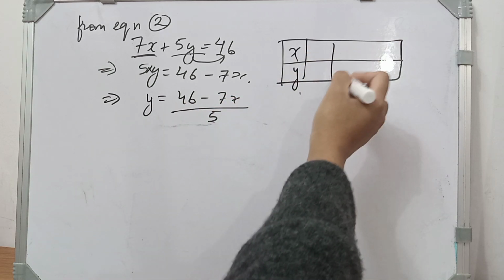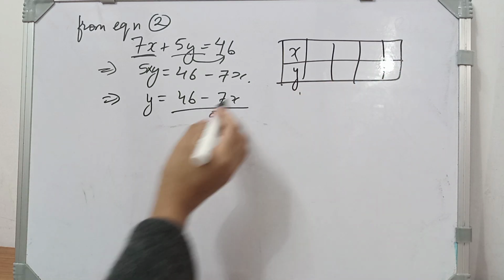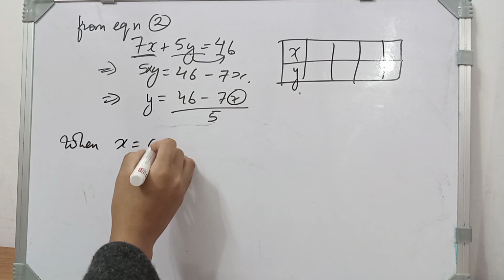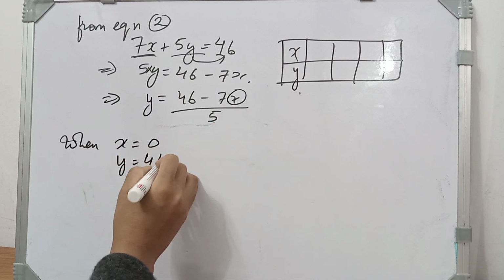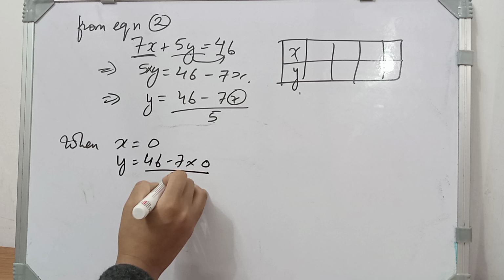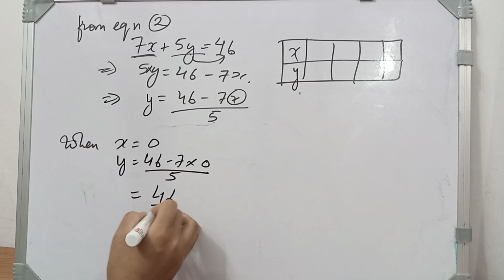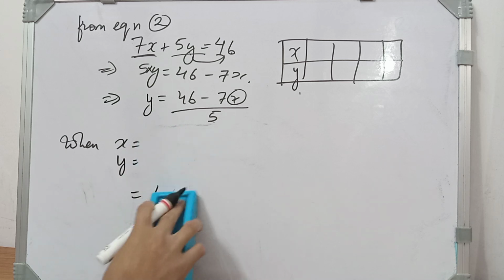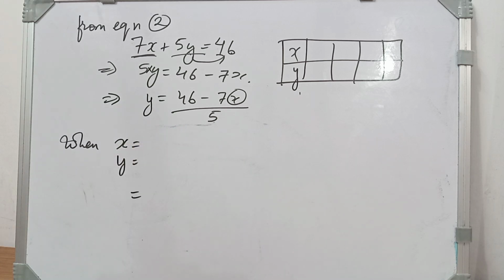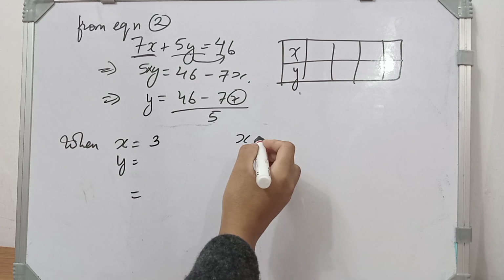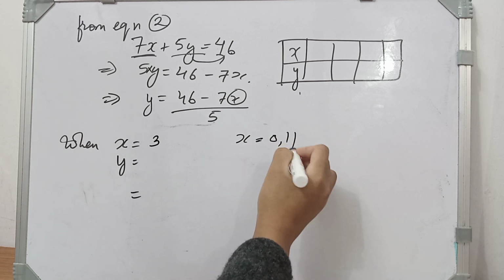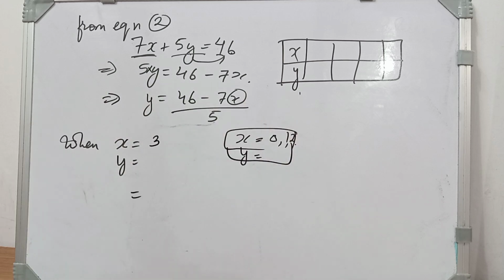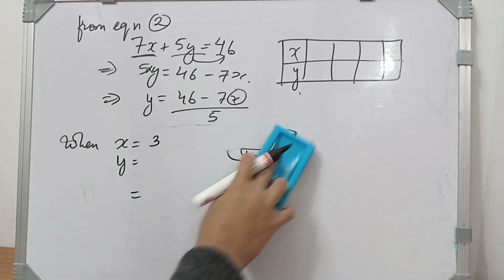Now we take some values of x and find y. When x is equal to 0, y is 46 minus 7 into 0 divided by 5, which is 46 divided by 5. That is a fraction, so we should choose values of x where y is not a fraction, for example x equal to 3. For x equal to 0, 1, 2, the value of y is a fraction.